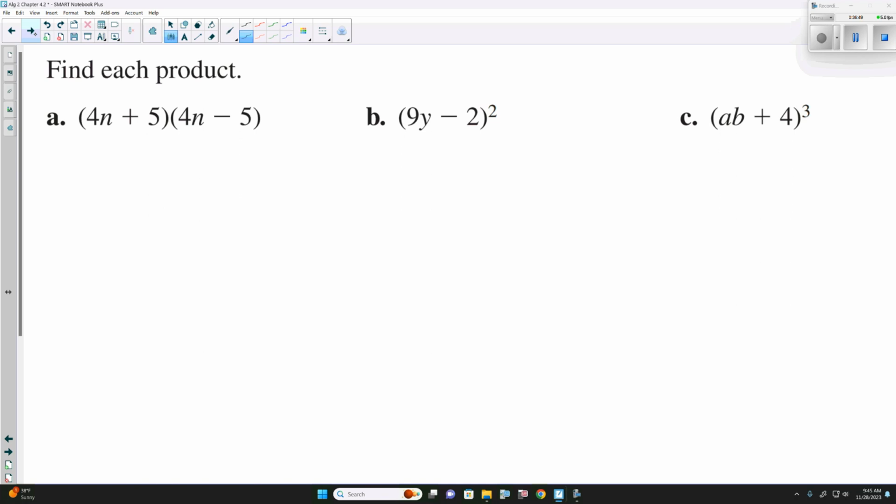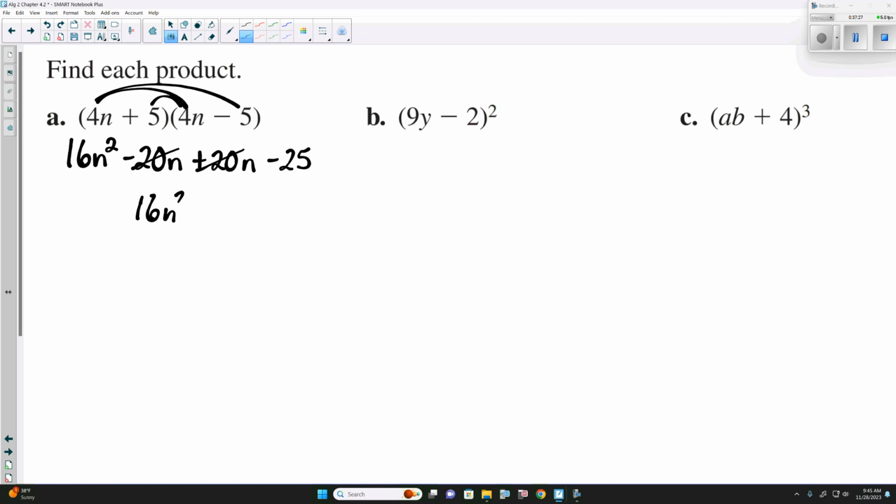But if we didn't notice that, and we went on and just did our multiplication, 4n times 4n is 16n squared, which we said was part of the answer. 4n times negative 5 is negative 20n. Even though we didn't list that as part of the answer, it will take care of itself. Our 5 times 4n is plus 20n. We see that those will simplify. And lastly, 5 times negative 5 is negative 25. When we combine like terms, negative 20n and 20n simplify, leaving us with 16n squared minus 25.